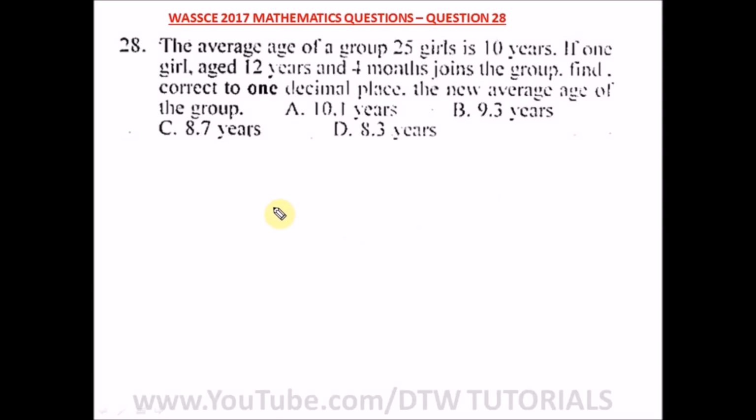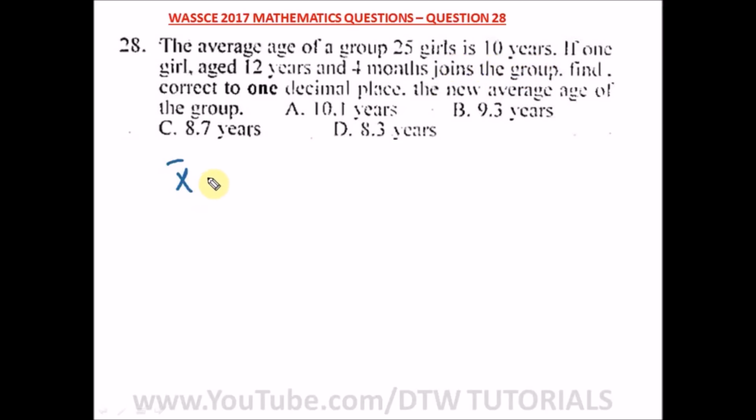Question 28 of our WASSCE 2017 mathematics past question. It says the average age of a group of 25 girls is 10 years. If one girl aged 12 years and 4 months joins the group, find correct to 1 decimal place the new average age of the group. So we know the average age of a group of 25 girls is 10 years. So the first mean is already known.